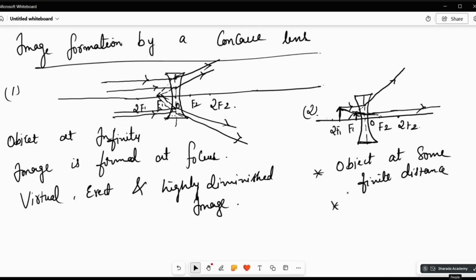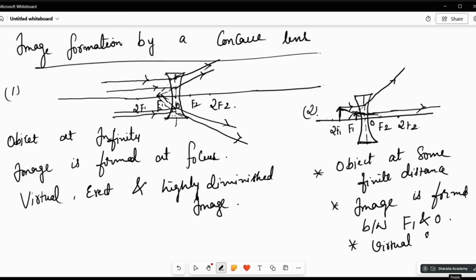Okay. It passes without deviation. It will not retrace back. Concave lens, that also: when it is passing through the optic center, it goes straight without any deviation. Can I take 100 carbon to principal axis and otherwise positive? You can take. Image is formed between F1 and O. And here you get a virtual, erect and diminished image.